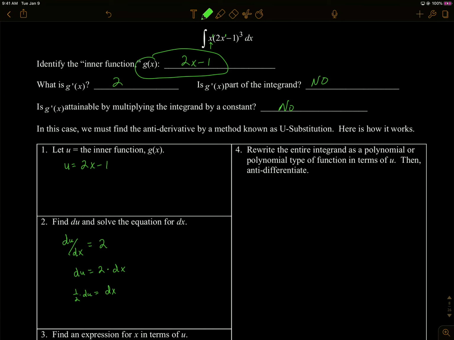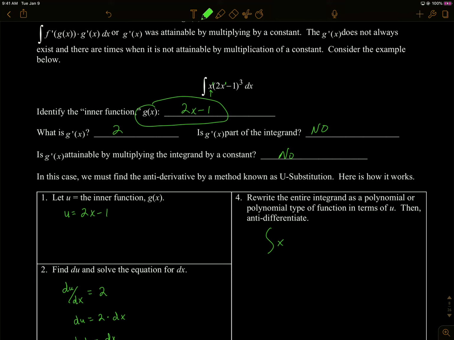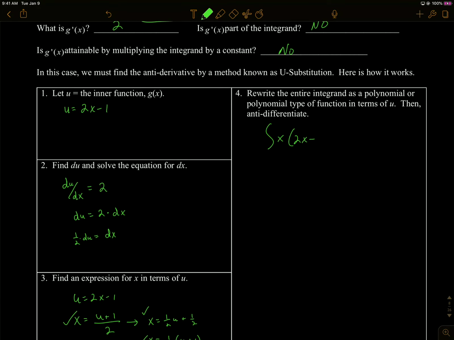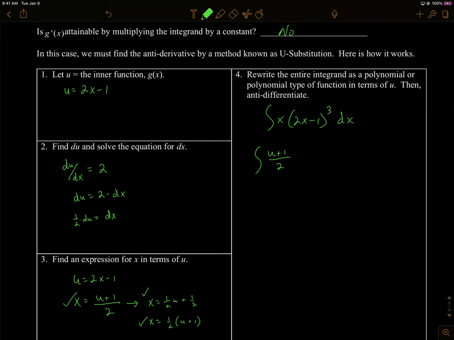For this case, we want a polynomial type function. So the first substitution we make is for x, because we have that x there. We see that x is going to be u plus 1 over 2. Let me rewrite this here so I don't have to keep scrolling up. It's the integral of x times 2x minus 1 cubed. So it's the integral of u plus 1 over 2, I think it was, right? Yeah. Times u to the third times 1/2 times du.